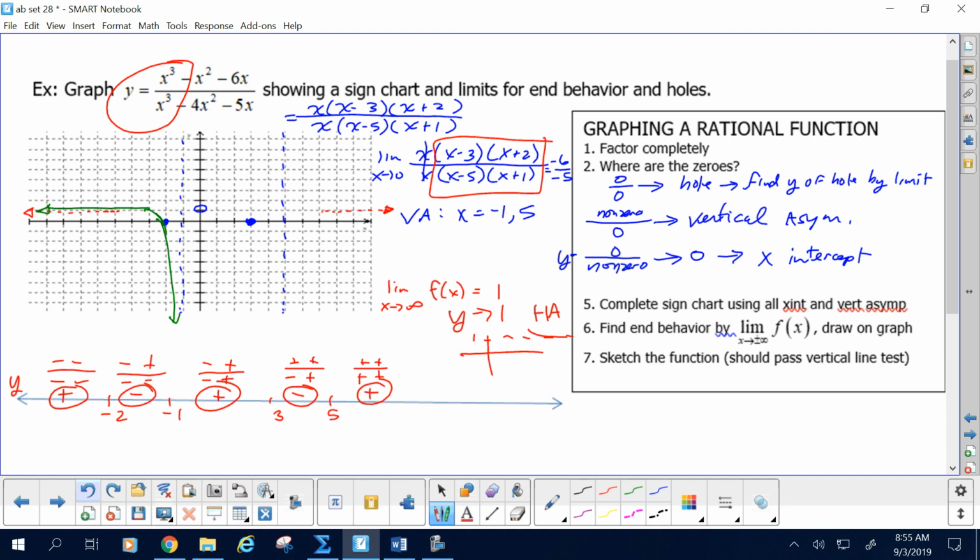Okay. Now I'm at the region between negative 1 and 3. I have two things to go by. First of all, it tells me it's got to be positive, so it's got to be up. And I also have the hole, so I can say that it must be following that vertical asymptote up there, passing through that hole until it gets to 3. And when it gets to x equals 3, I have a point it must pass through. And then y turns negative.